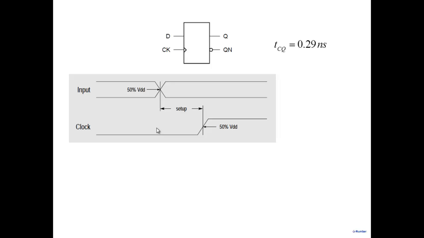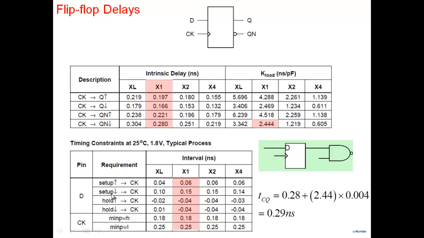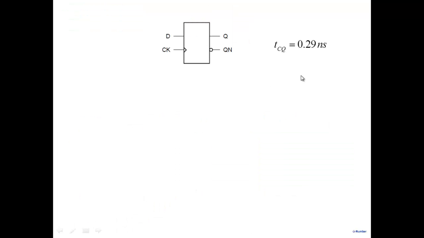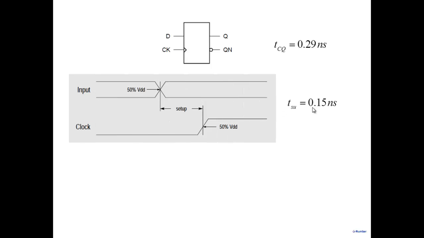If it's supposed to be 1, it should be stable at 1 and should not change. So that's the setup delay here. And for our system, the setup delay is 0.15 nanosecond. If we go back here, it says setup when input is going from 0 to 1 is 0.06, and when input is going 1 to 0 is 0.15. So we'll take the worst case value, which is 0.15 nanosecond here.